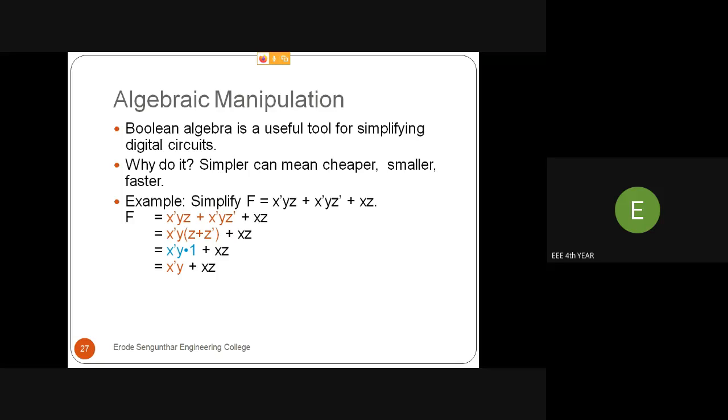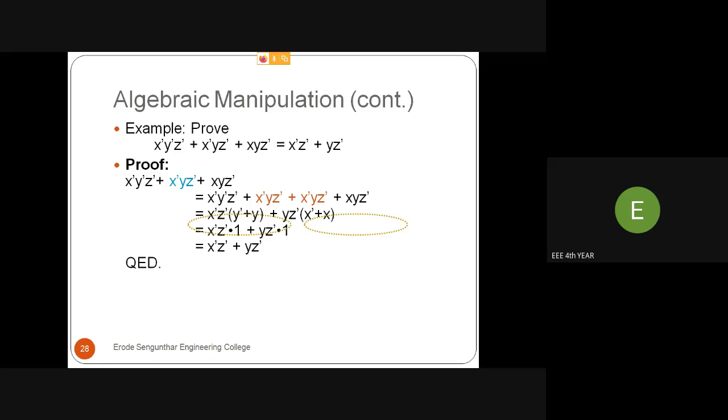Here, in the original f, we need three 3-input AND gates and 2 OR gates. Here, we need just 2 AND gates and 1 OR gate. So up to 4 to 5 logic gates are reduced. This makes the propagation delay less, the circuit cheaper, the cost low, and the size of the circuit decreased. Okay, so algebraic manipulation. Prove x bar y z plus x bar y z plus x y z bar is equal to x z bar plus y z bar.